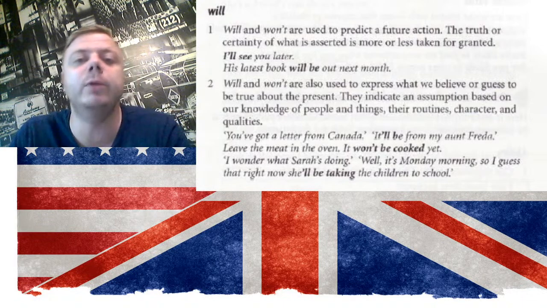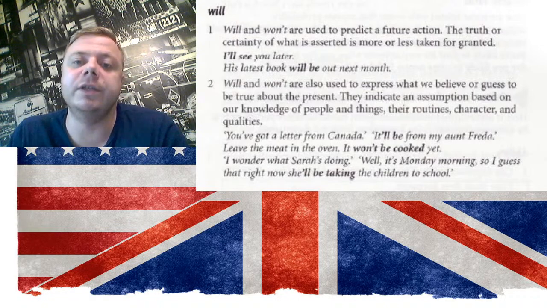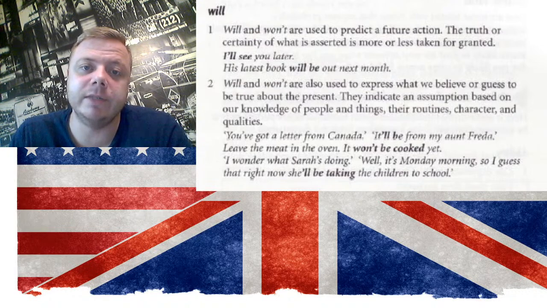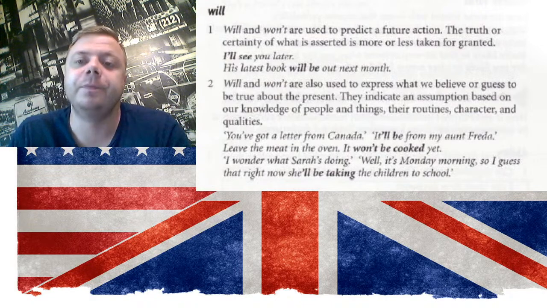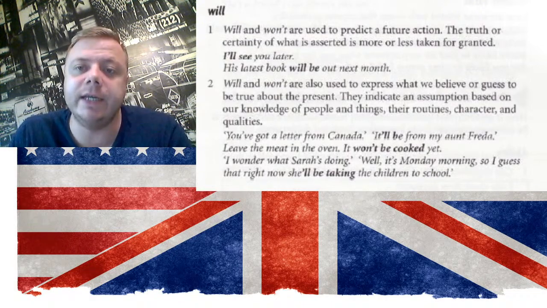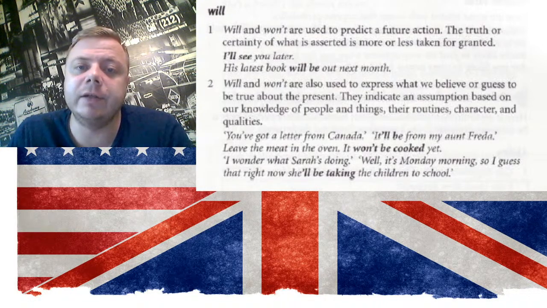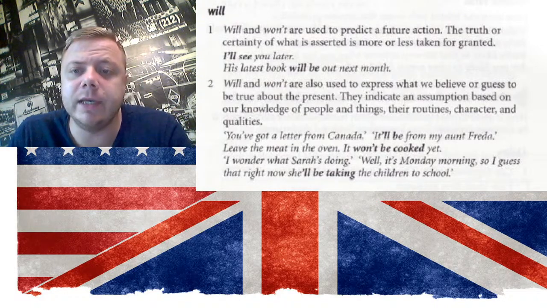So one more time. Will and won't are used to predict a future action. The truth or certainty of what is asserted is more or less taken for granted. I'll see you later. His latest book will be out next month. Will and won't are also used to express what we believe or guess to be true about the present. They indicate an assumption based on our knowledge of people and things, their routines, character, and qualities. You've got a letter from Canada. It'll be from my aunt Freda. Leave the meat in the oven. It won't be cooked yet. And I wonder what Sarah's doing. Well, it's Monday morning, so I guess that right now she'll be taking the children to school.